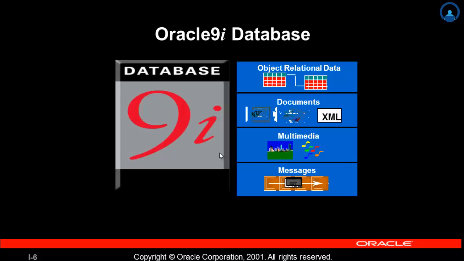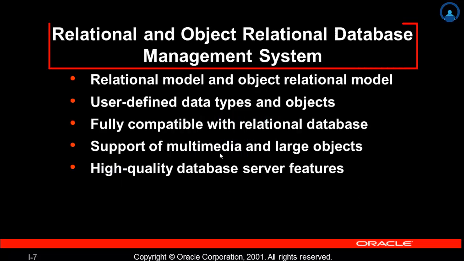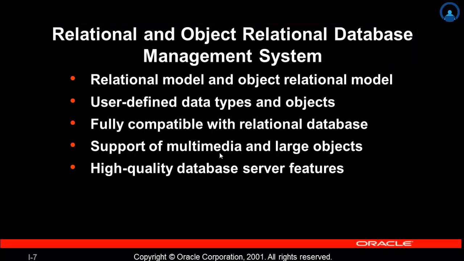Oracle 9i Database has services through which you can store metadata about information stored in the file systems. You can use the database server to manage and serve information wherever it is located. We come to Relational and Object Relational Database Management System. Oracle 9i Server supports both the relational and object relational models.